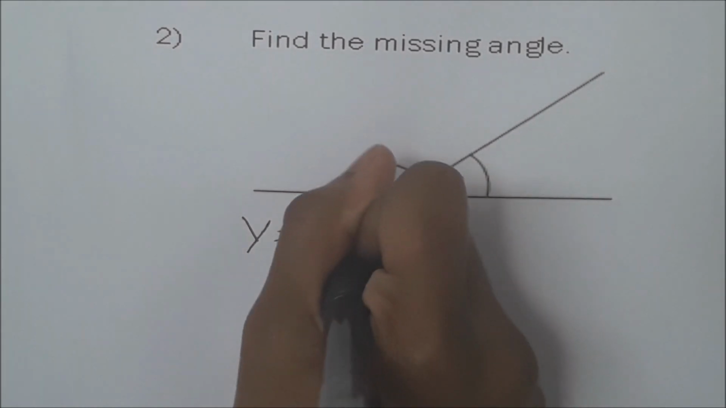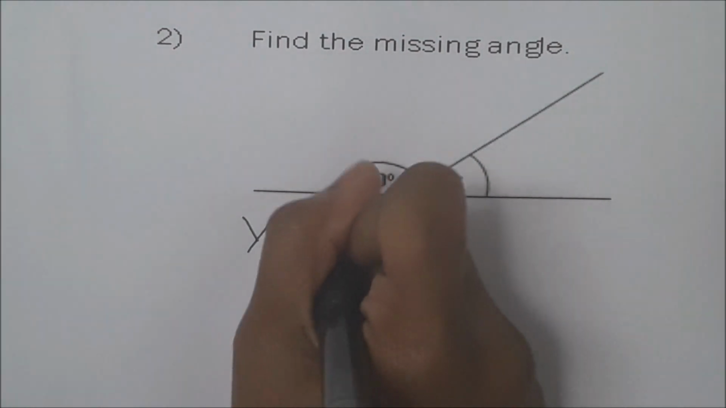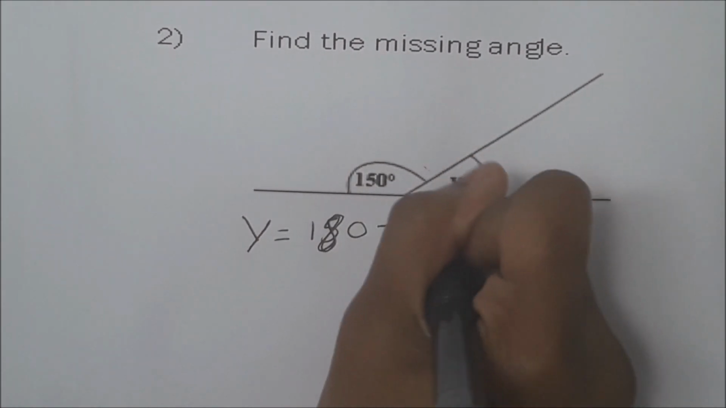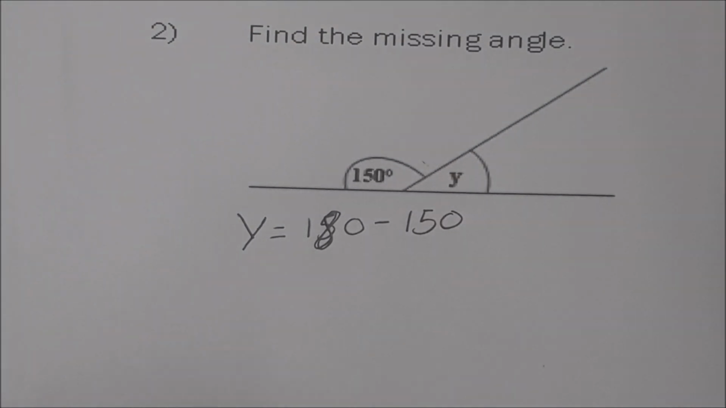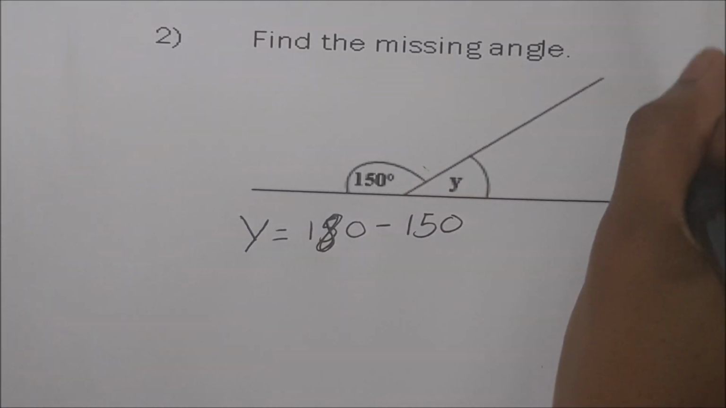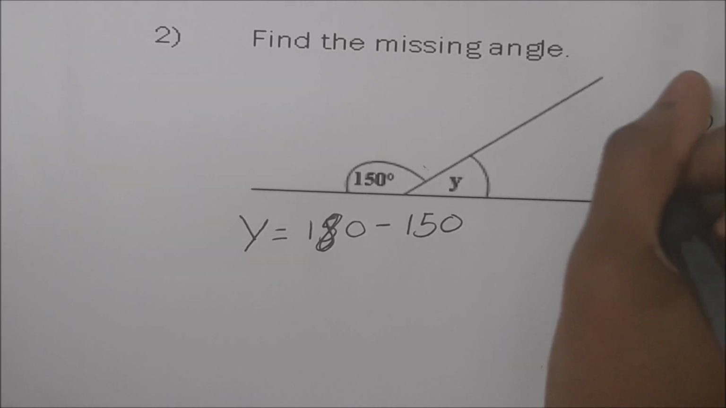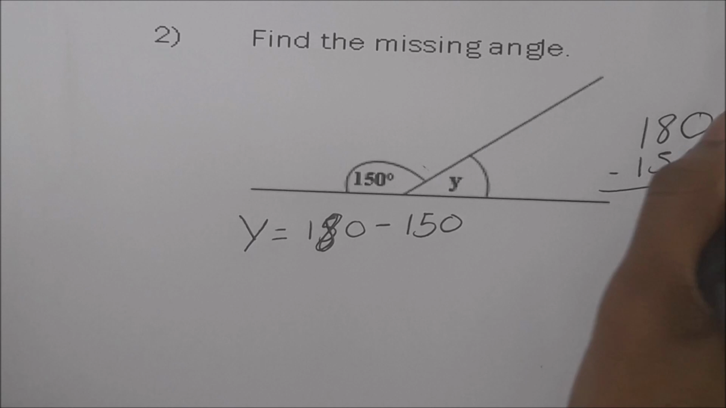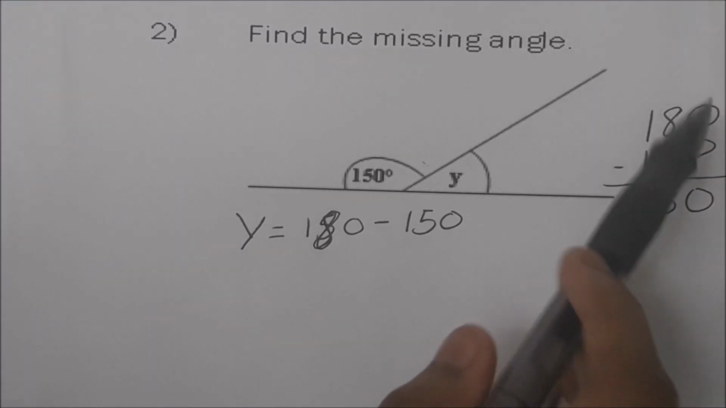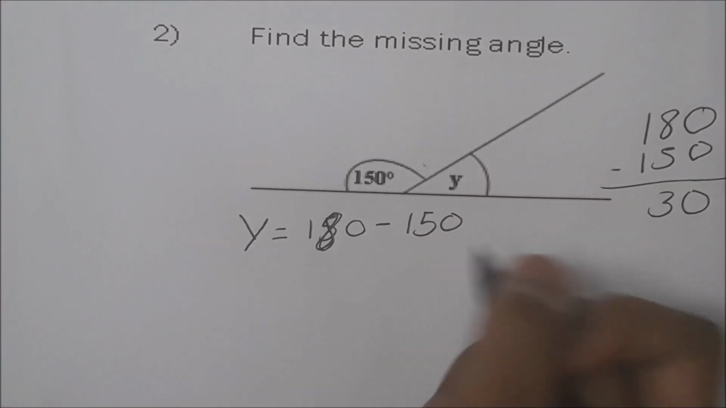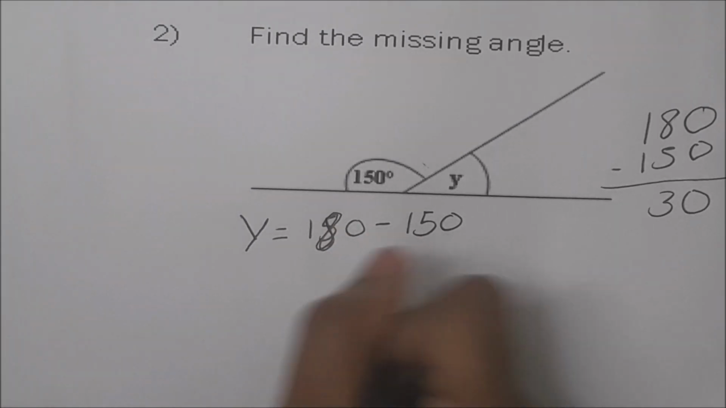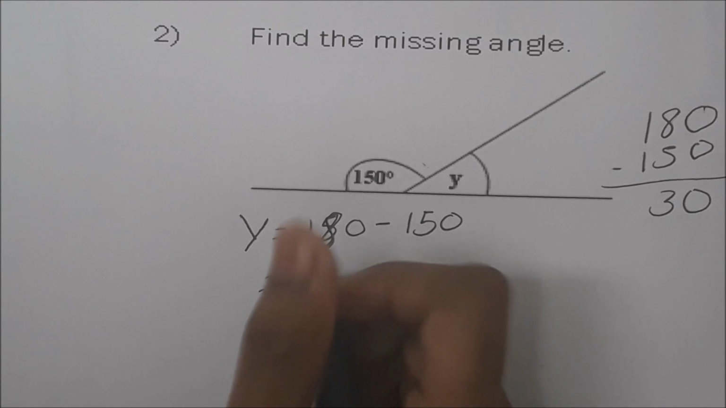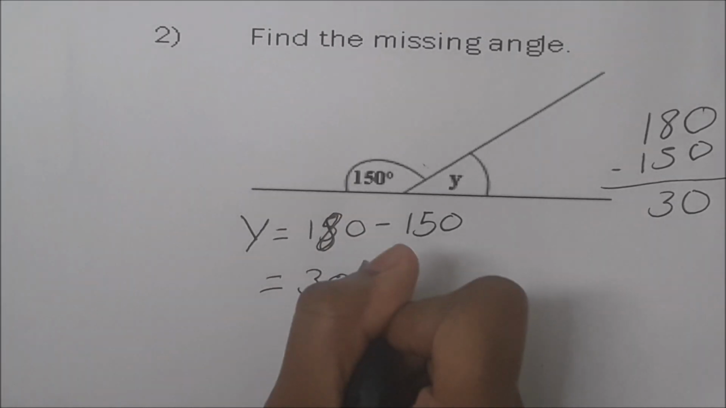180 minus 150. Okay, do the working for us. 180 take away 150. So what are you doing? I'm subtracting 150 from 180. Okay, which is, under the equal sign, put equals 30 degrees.